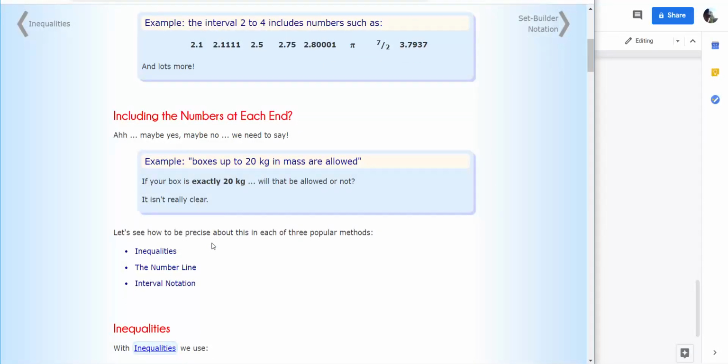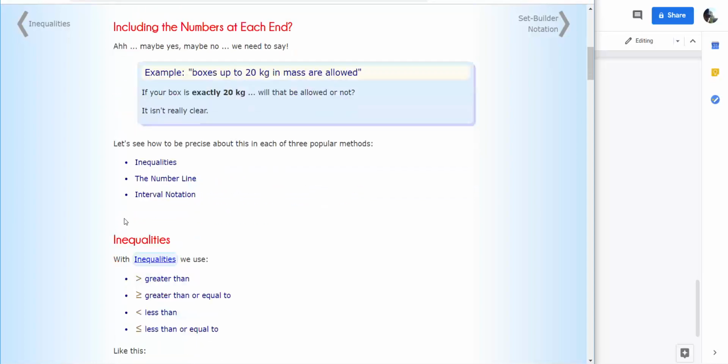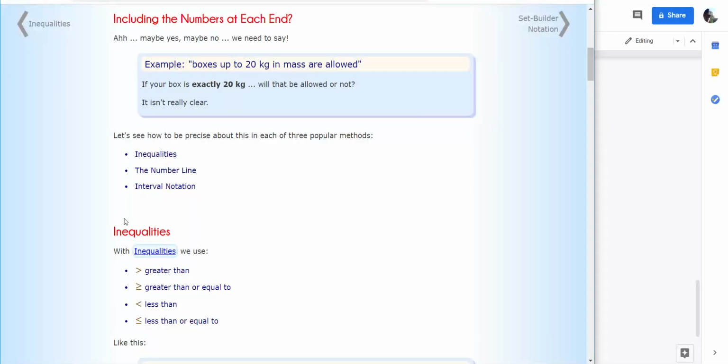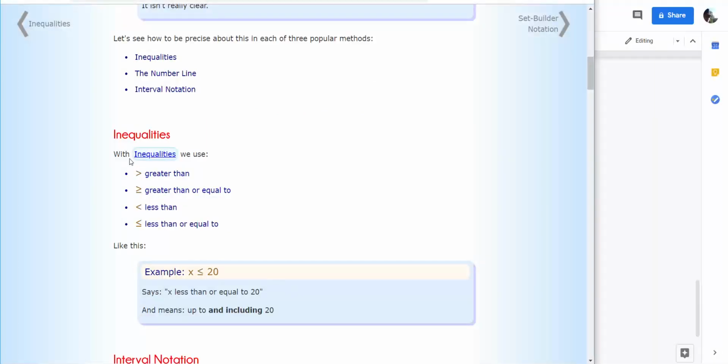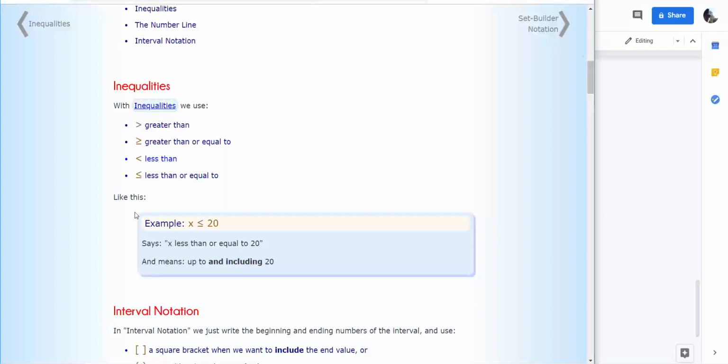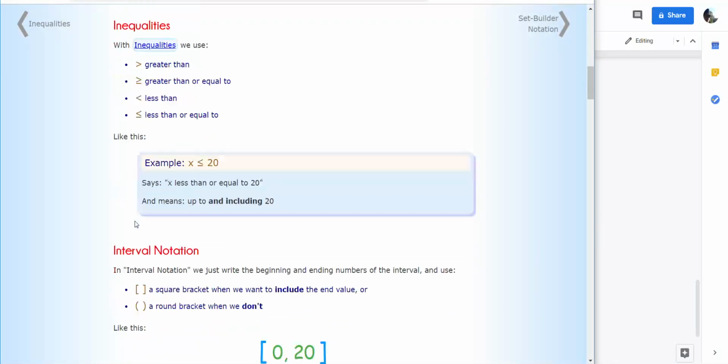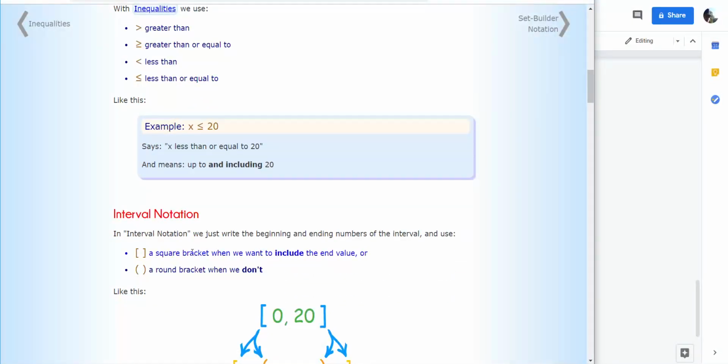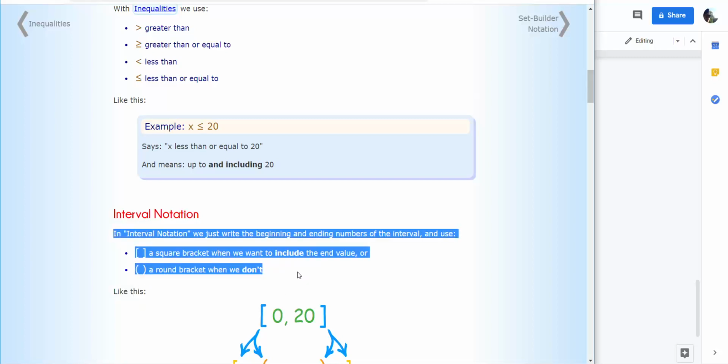Let's see how to be precise about this in each of these popular methods: inequalities, the number line, interval notation. The inequalities are greater than or equal, less than or equal. Fair enough, less than or equal to 20, then 20 is included. In interval notation, we just write the beginning and ending numbers of the interval and use square brackets when we want to include them, and round ones when we don't. This is new information for me.